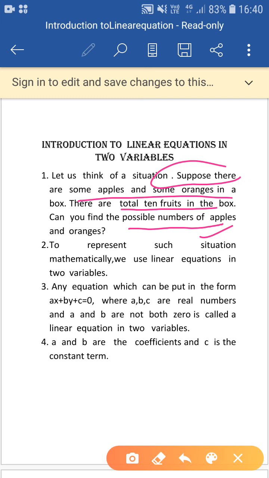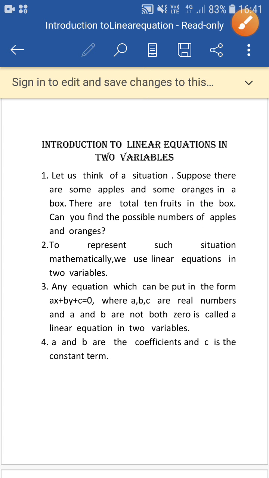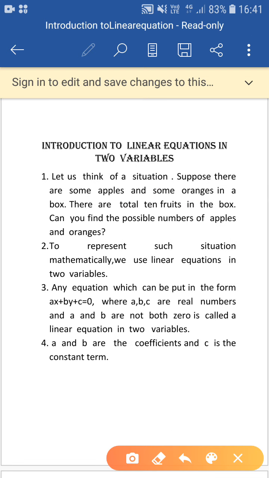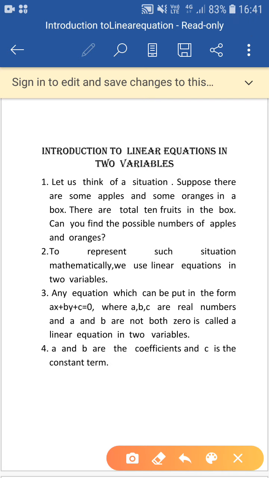Another example can be if you get some marks in science class test and maths class test. We do not know the marks in the individual subjects, but the total marks we know that they are 15. So can you find the individual marks in science and maths? It is the same situation. Similarly, if there are 30 students in a class and some are girls and some are boys, then can you find how many girls are there and how many boy students are there in the class?